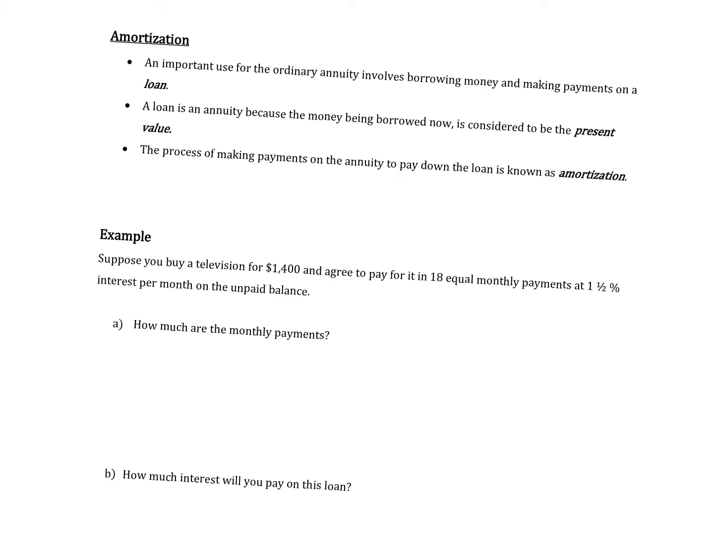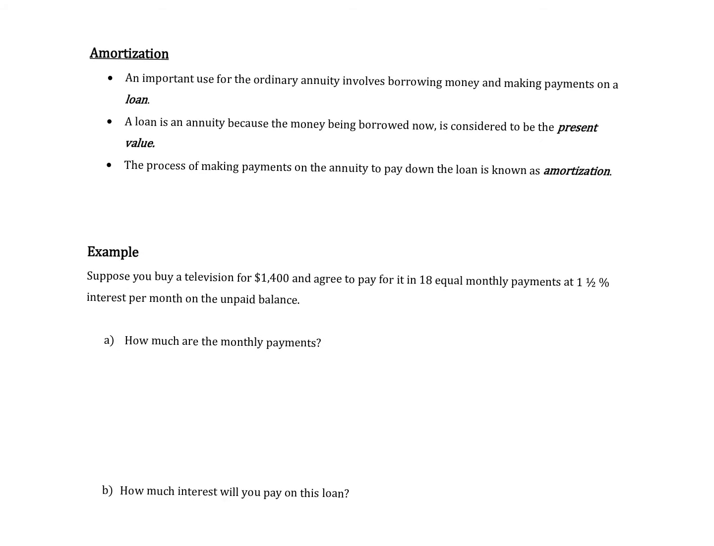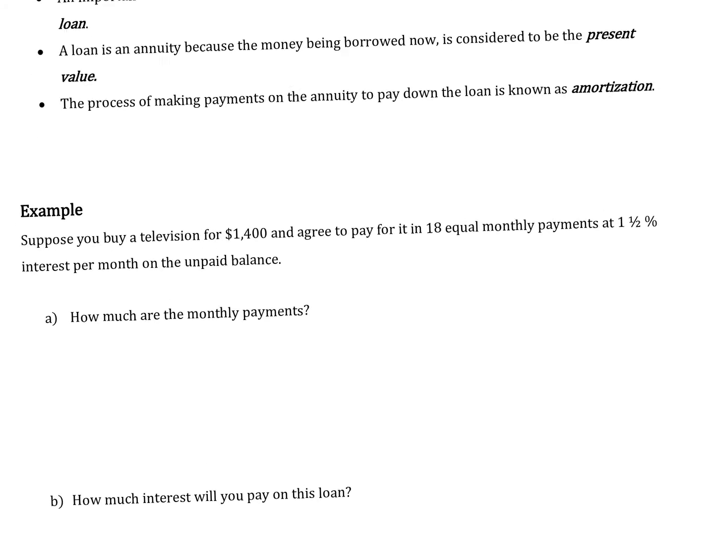So here we're going to talk about an important application of the present value, which is the loan. And in this particular application, it's called amortization. And when we amortize something, we're basically going to pay off a loan. We're going to figure out the amount of payment to actually pay out that loan. And so loans are basically present value problems because they're how much money you get now. And you're going to set up basically a sinking fund to pay those off as well. And the process of making payments on an annuity to pay down the loan is known as amortization.